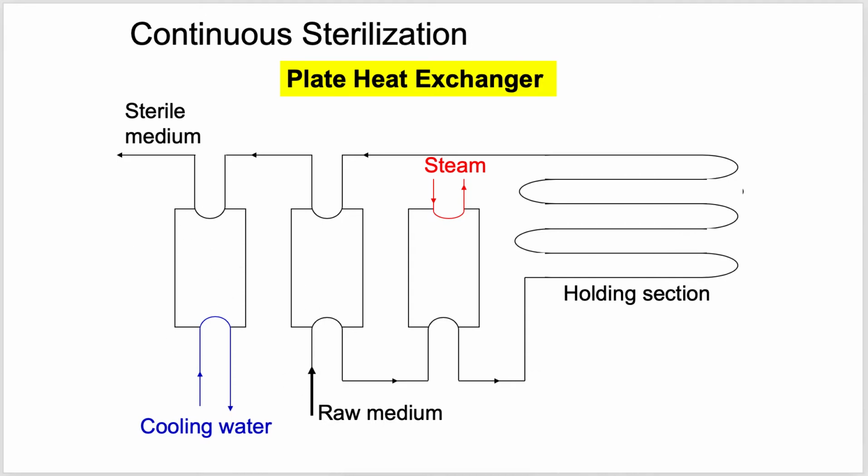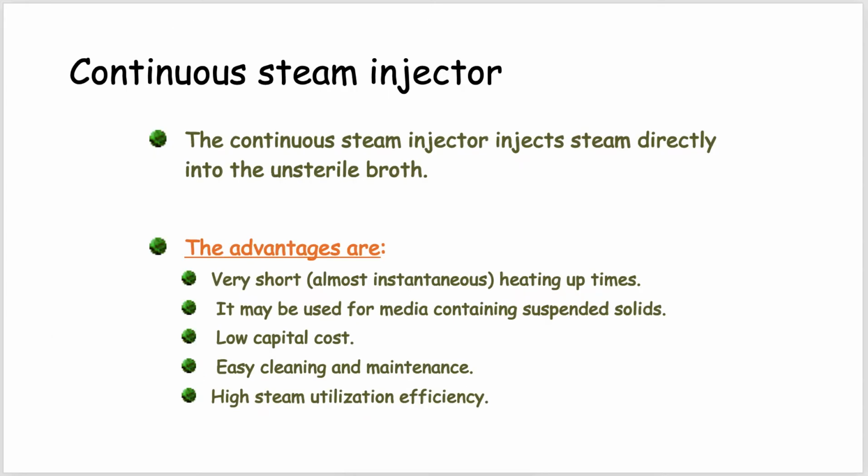Okay, so that was about the indirect plate heat exchanger. We're actually done with the indirect continuous sterilizer. We have already talked about the indirect spiral heat exchanger and also the indirect plate heat exchanger. So now we'll talk about the continuous steam injector. The continuous steam injector is the way of sterilizing media by a direct way.